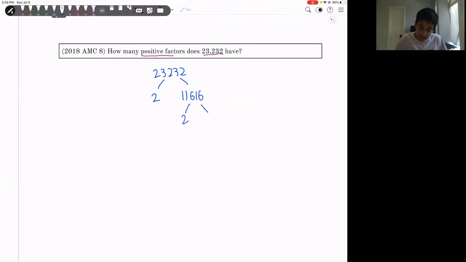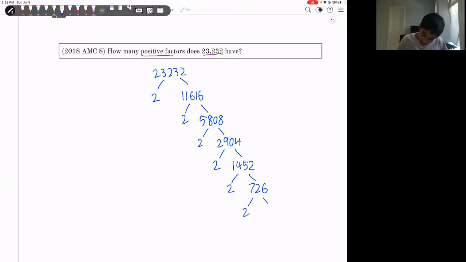Now we use the same trick. 11,000 divided by 2 is 5,500, and then we add 308, so that's 5808. And now we can keep dividing by 2: 2,904, 1,452, and we can keep dividing by 2 in the same way. This is a bit tedious, but you can just keep doing this, and we get 121. And 121 is just 11 squared, so 11 times 11.